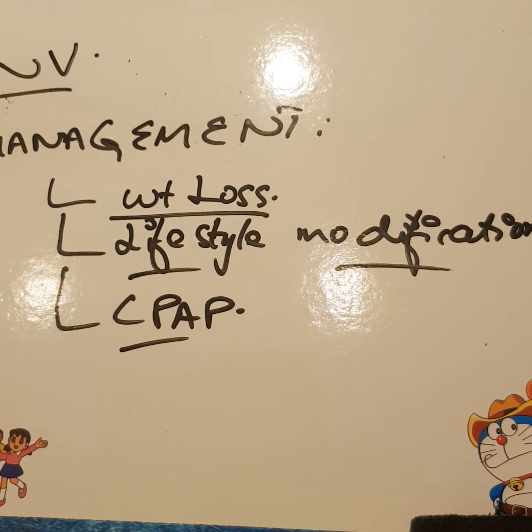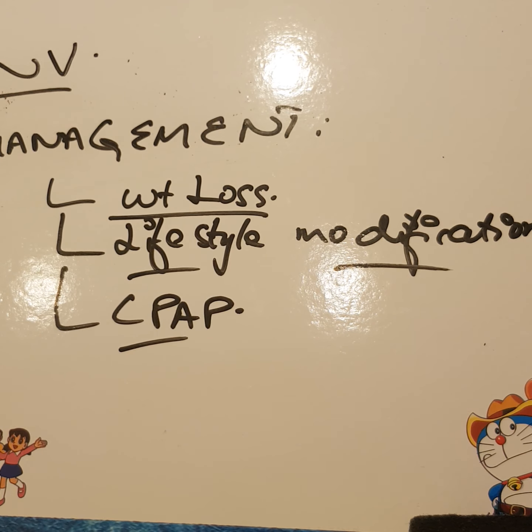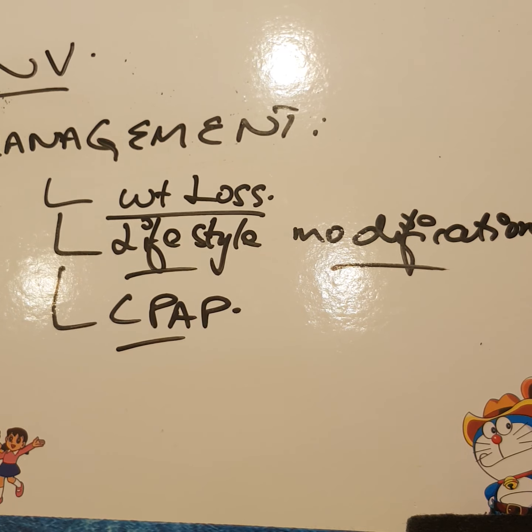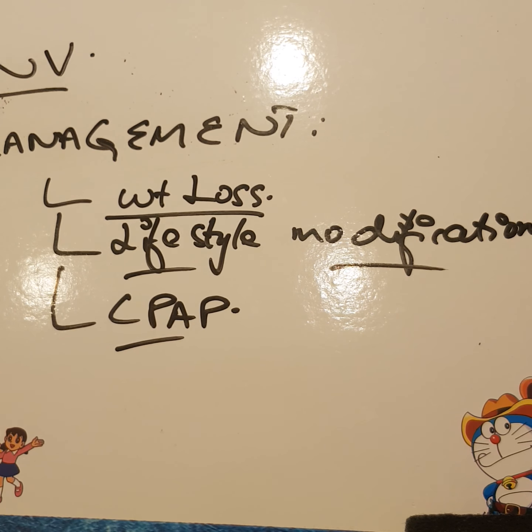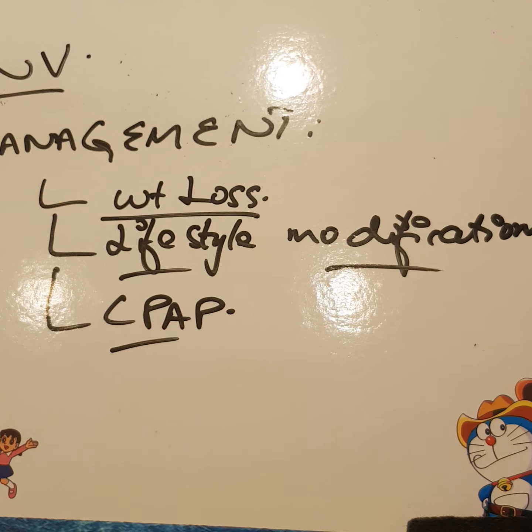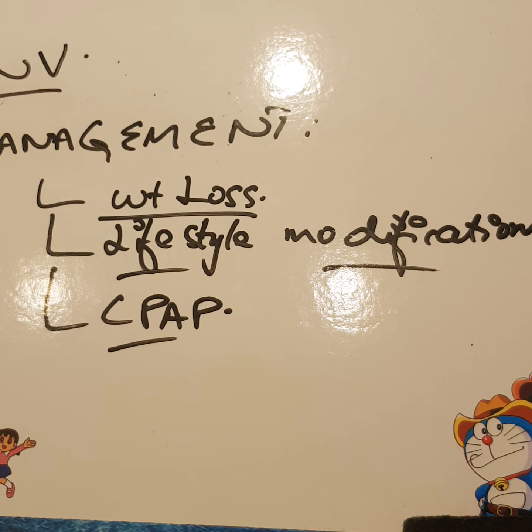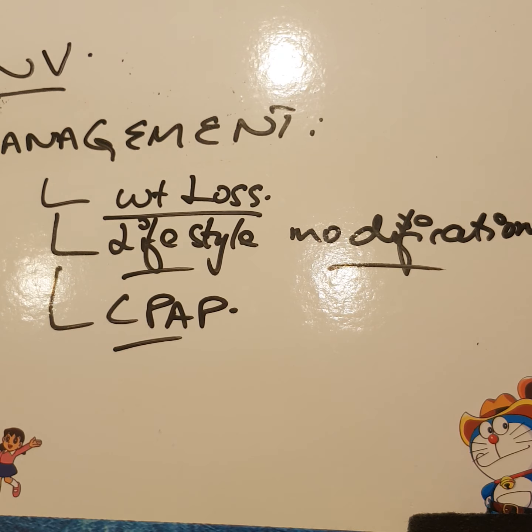And then the final thing is the CPAP. CPAP is the treatment of choice, which can enable a person to maintain a patent airway, but it is usually done only after the first two, weight loss and lifestyle modifications, have failed to alleviate the problem of the patient.